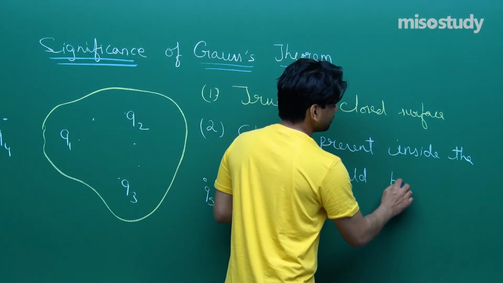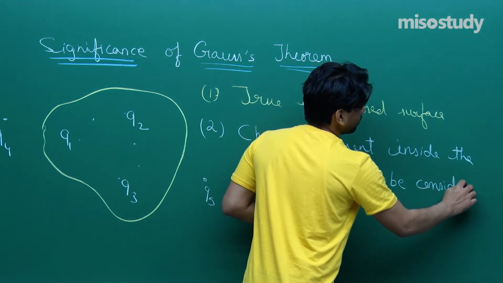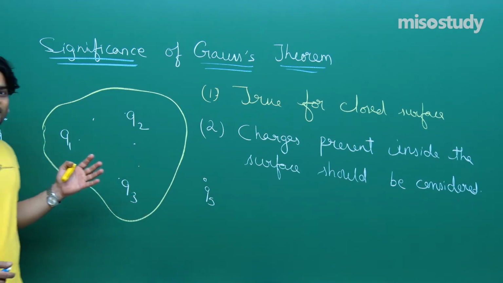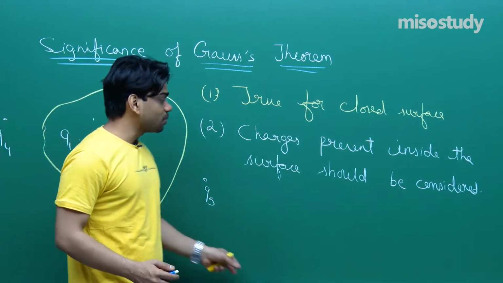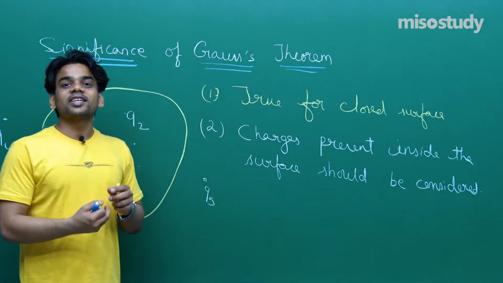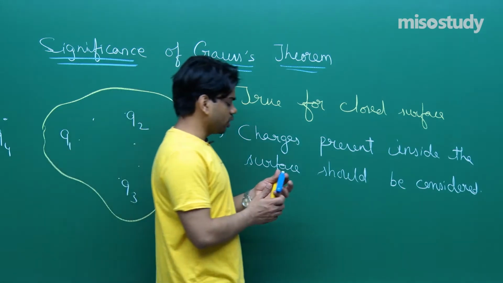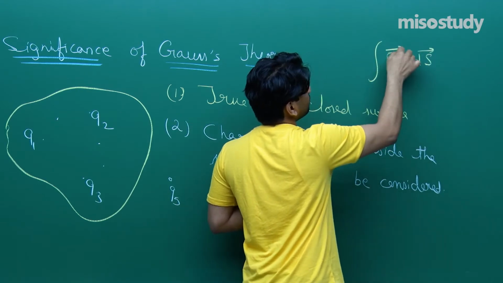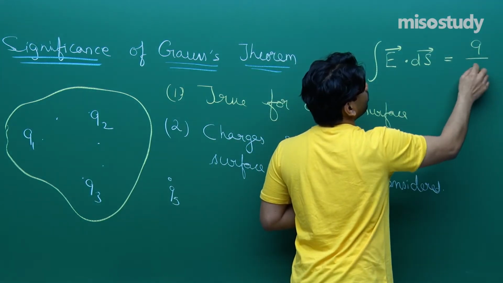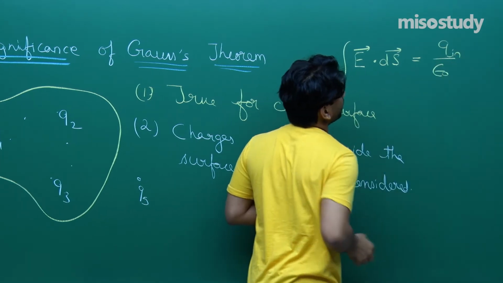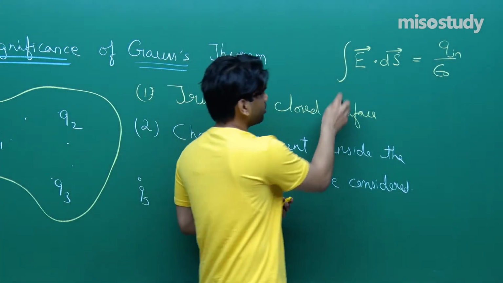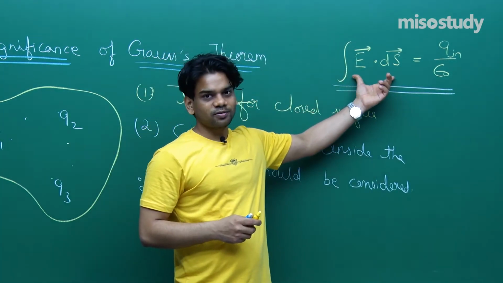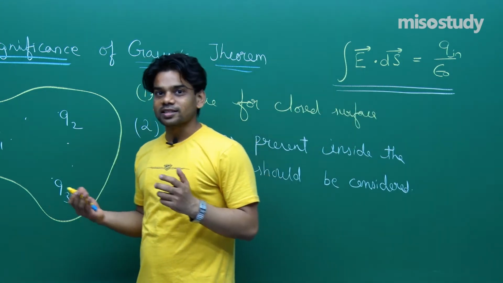Next thing, what is the significance of the charges which are present outside? Do they have any role to play or no role to play? Let's talk about the charges present outside. In the left hand side of the equation, you have the integral E dot ds. Let me write the equation and tell you what I mean. E dot ds, the electric flux, is equal to Q inside, Q in, upon epsilon naught. This is what the Gauss theorem equation states. Now, in this equation, this is the electric flux, integration E dot ds, which I have already given you in the last class.